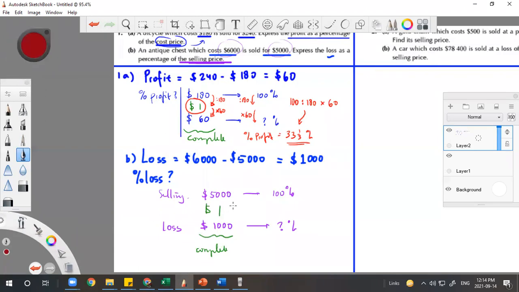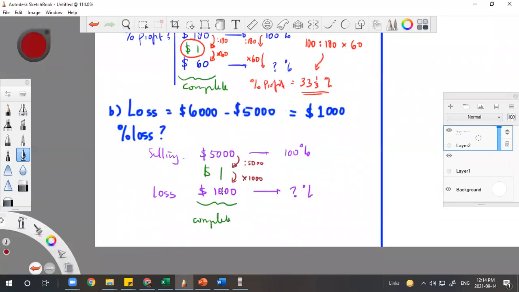So $1 represents, okay, look at the rules. The rules, 5,000 to 1, what can you do? Divide by 5,000 and you multiply by 1,000, right? Because from 5,000 to 1, you divide by 5,000, with the same number. And from 1 to 1,000, you multiply by 1,000. So this also divide by 5,000 and multiply by 1,000. So use your calculator. So the percent loss will be 100 divided by 5,000 times 1,000. That's all. And you need to use the calculator.